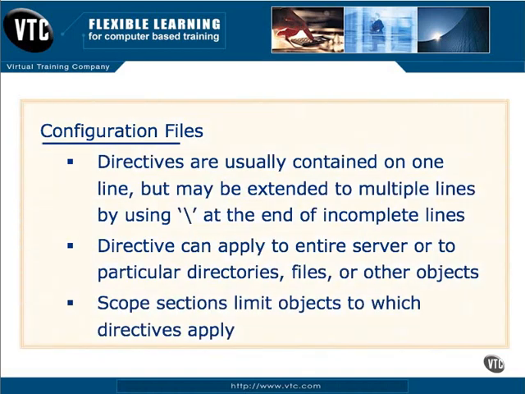Directives are usually contained on one line, but they may be extended to multiple lines by using the \ at the end of an incomplete line. What does this do for you? Well, if for some reason you need to make your directive extra long, like if you have an extra long path to a file, you can go ahead and extend it out to multiple lines for readability purposes perhaps. A directive can apply to an entire server or to particular directories, files, or other objects. Scope sections will limit the objects to which directives apply.